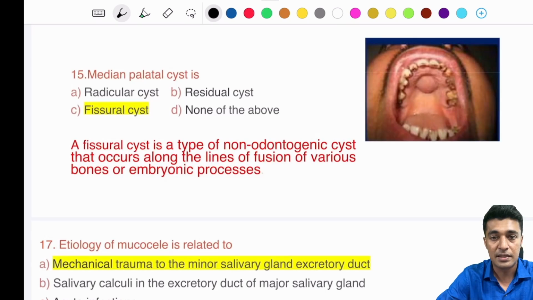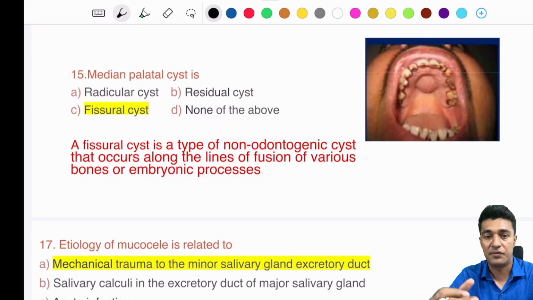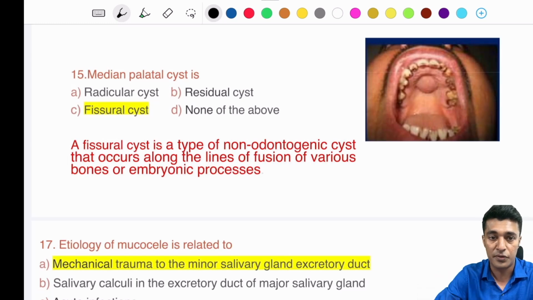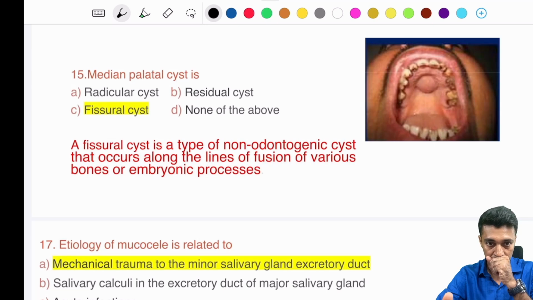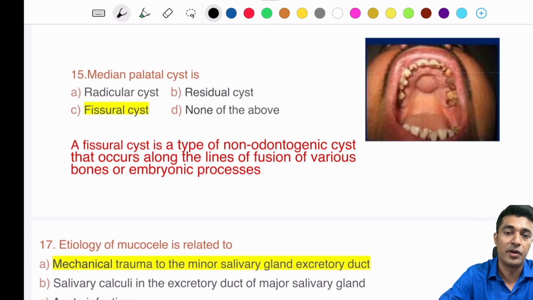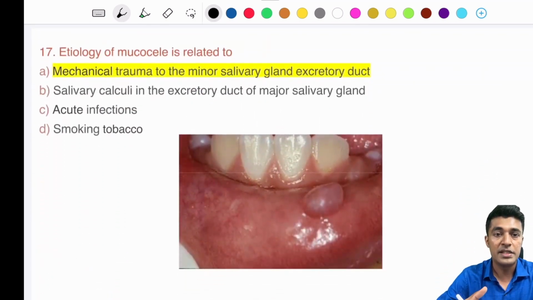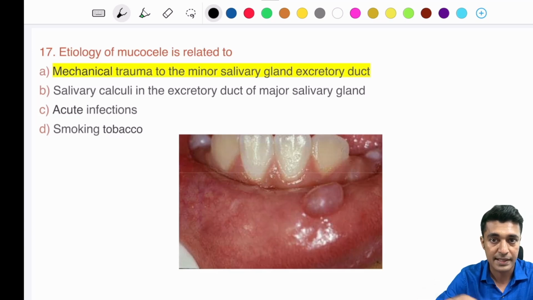Median palatal cyst is a fissural cyst. Fissural cyst is a type of non-odontogenic cyst that occurs along the line of fusion of various bones or embryonic processes. Etiology of mucocele is related to trauma to the minor salivary gland excretory duct. When there's trauma to that excretory duct, there's an obstruction and the saliva gets collected and it swells up. That is a mucocele.